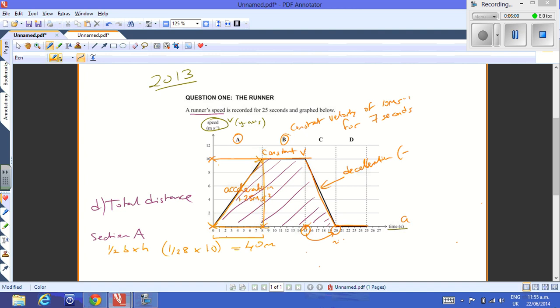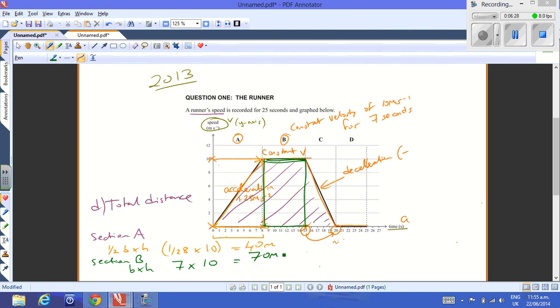For section B, we're looking at a rectangle there. So section B is a rectangle right there in that section. The area of a rectangle is simply base by height, which is going to be from 8 to 15, so that's 7, times the height there, which is from 0 to 10 again, so times 10, which works out to be 70 meters.